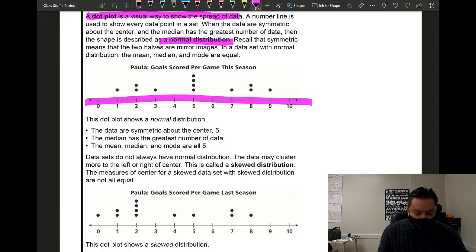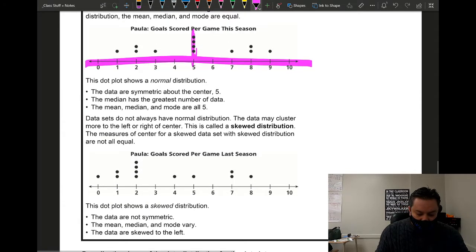The data are symmetric about the center, which is the 5. And the median has the greatest number of data, which is going to be right here. The mean, median, and mode are all 5. And we're going to learn how to find the mean, median, and mode.